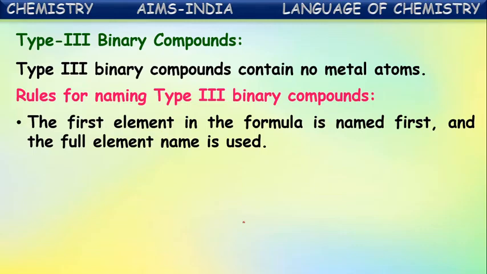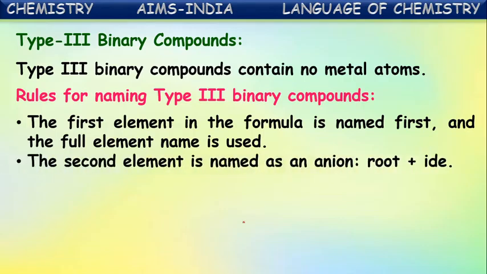So for the first non-metal, the full non-metal name is used. The second element is named as an anion. As we have seen in the previous two cases, for the second non-metal, the root of the element name is taken, and at the end ide is attached, just like the previous cases.